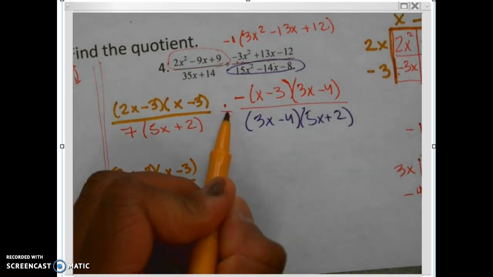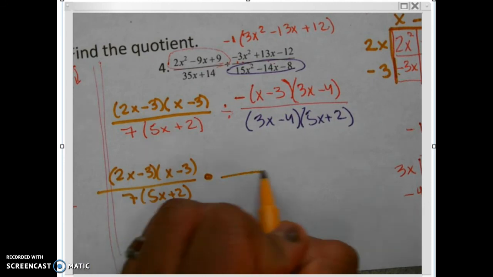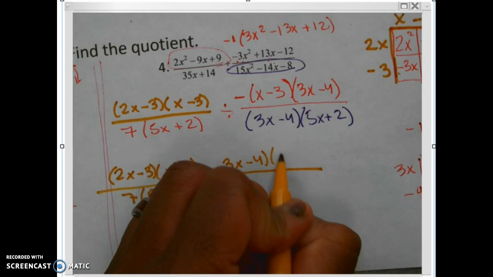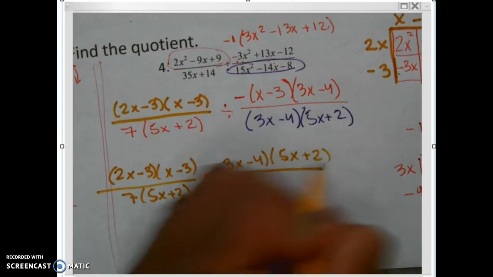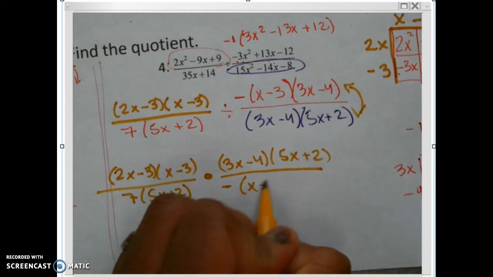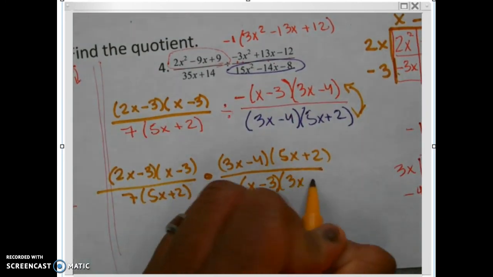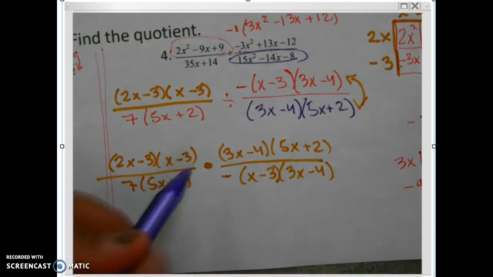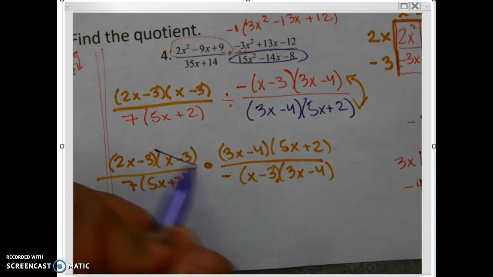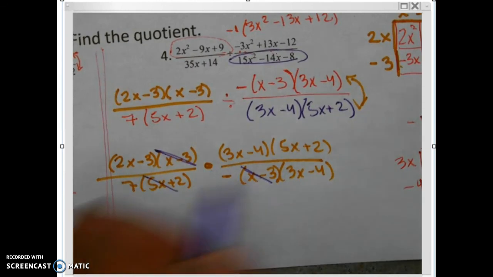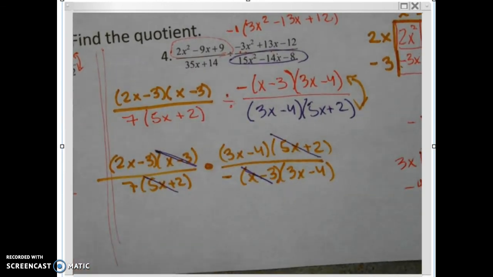Now when I divide, I multiply by the reciprocal. So now this, which was in the denominator, comes up onto my numerator, and then this will go down. So negative x minus 3 times 3x minus 4. Cross cancel as much as we can. So first thing my eye goes to is this x minus 3, x minus 3. Gone. 5x plus 2, 5x plus 2. Gone. Anything else, guys? Good eye.